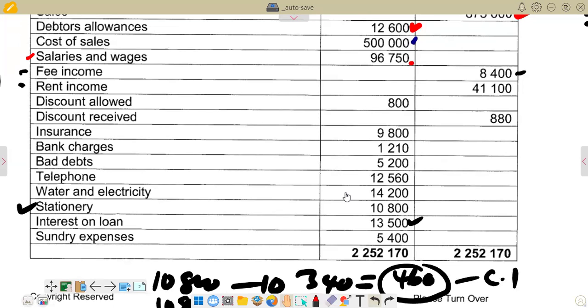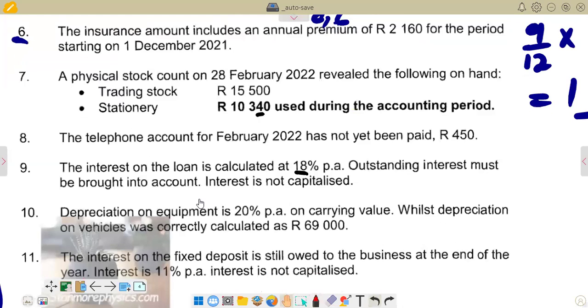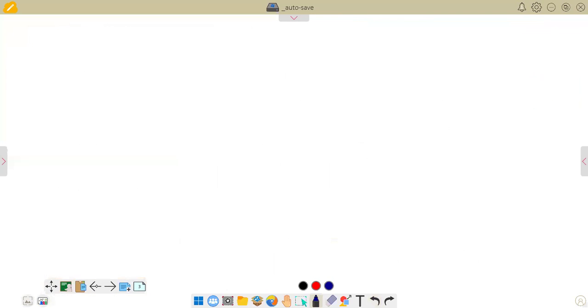But remember, we have depreciation that is not included in the list of balances, but we have it summarized in the additional information. So we can come here and see what they are saying about depreciation. It's saying depreciation on equipment is 20% per annum on carrying value, while depreciation on vehicles was correctly calculated as 69,000. So for depreciation on vehicles we already have a figure, which is our 69,000. The one that we need to calculate is the 20% per annum on carrying value on equipment.